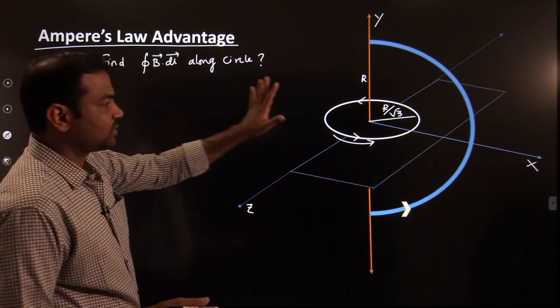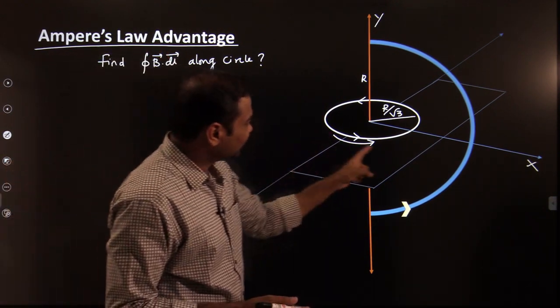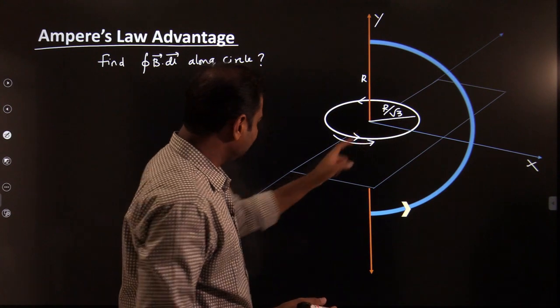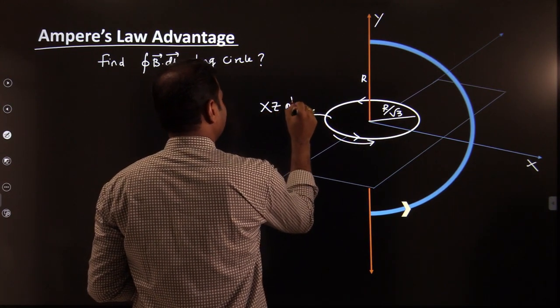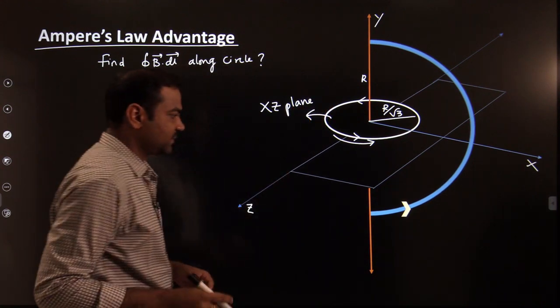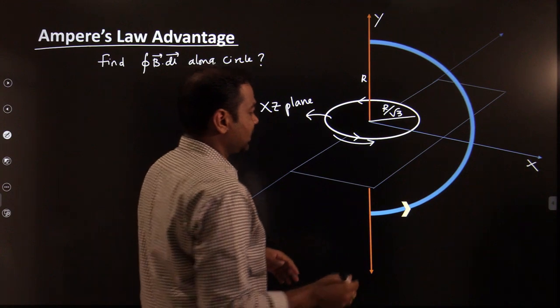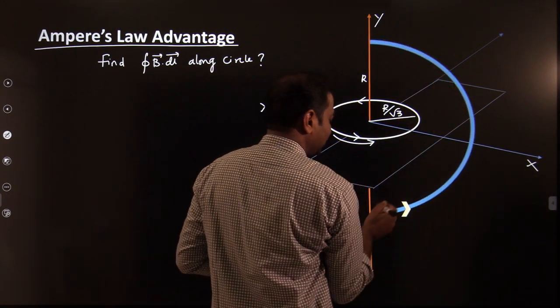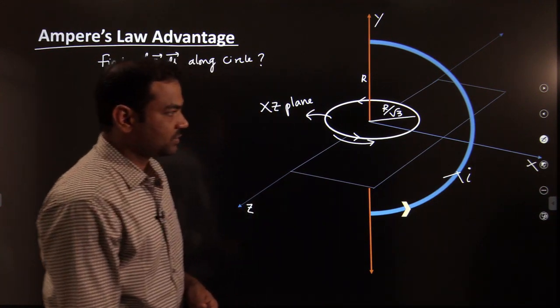Now in this concept we have to find the integral of B dot dl along this circle. This circle is in the xz plane. I made a diagram so that you will get better visualization of the planes. This is the semicircular wire, the blue line, and it is carrying a current I, suppose.